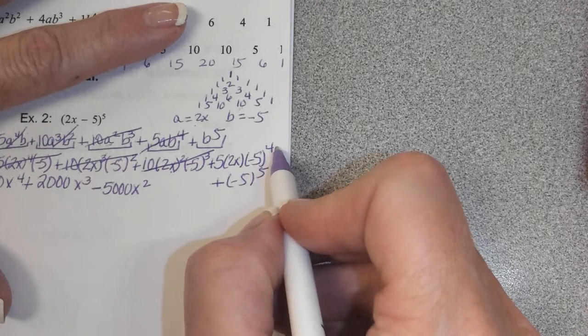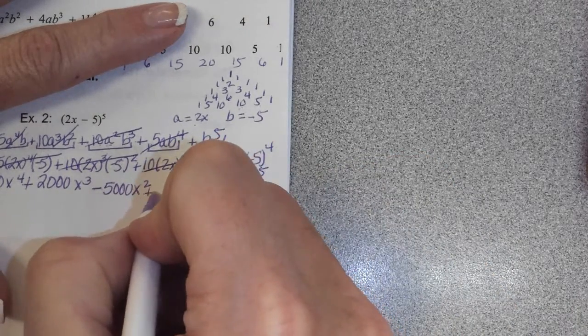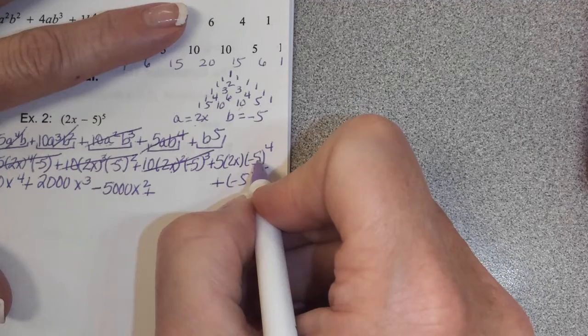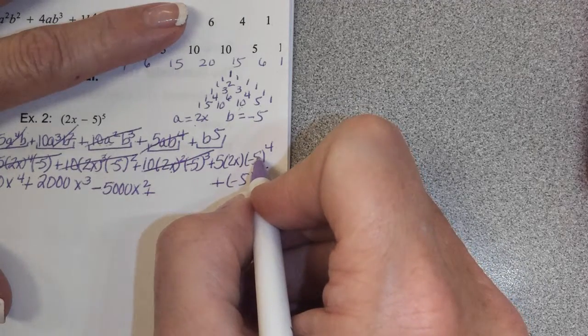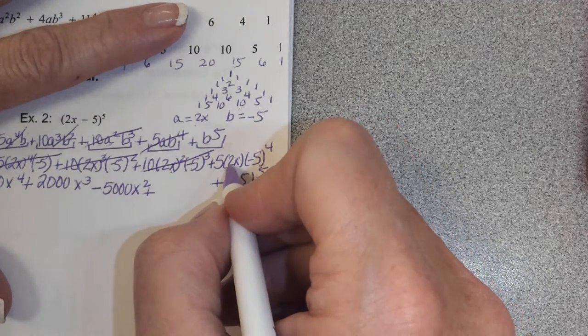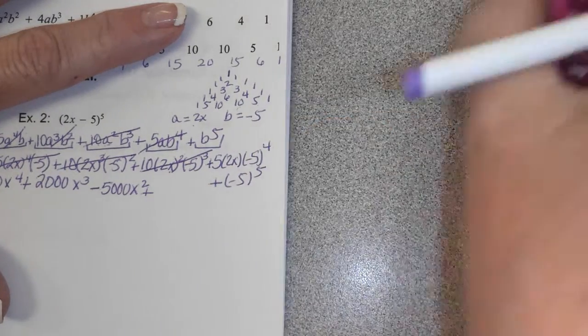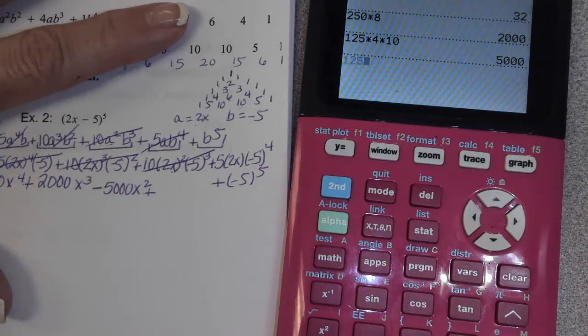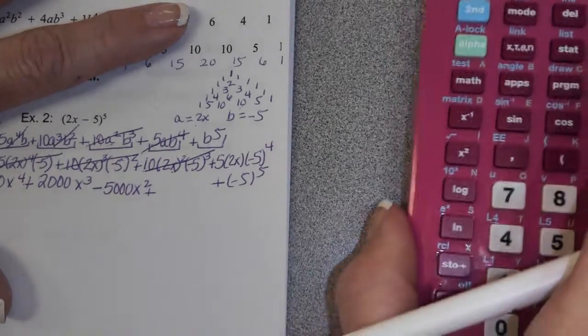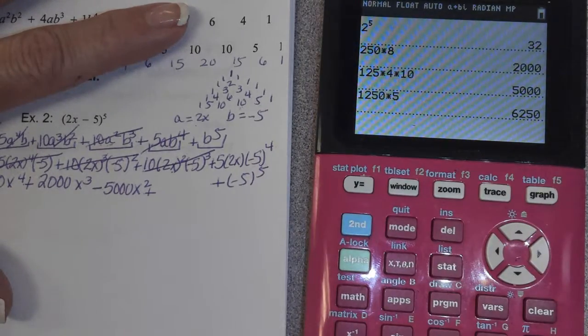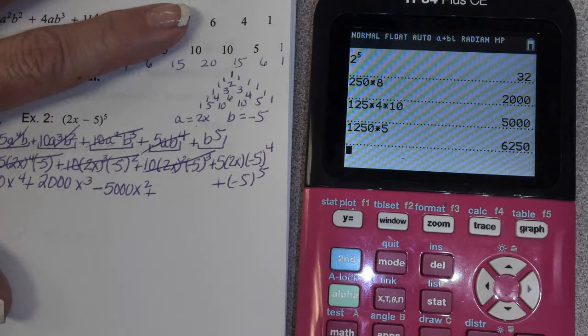Okay, negative 5 to the 4th. That's going to be a positive answer. 5 times 5 is 25. 25 times 25 is 625. 625 times 2 is, what, 1250? 1250 times 5 is 6250. I always like to double check.